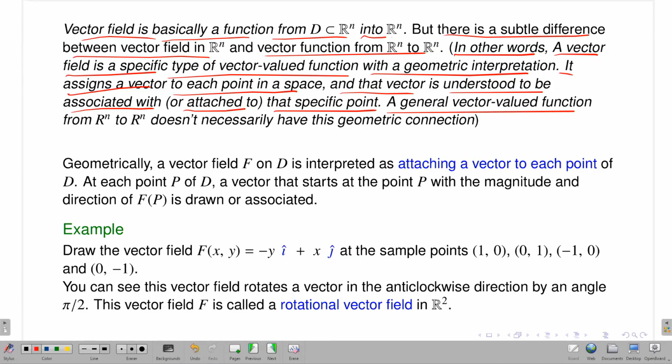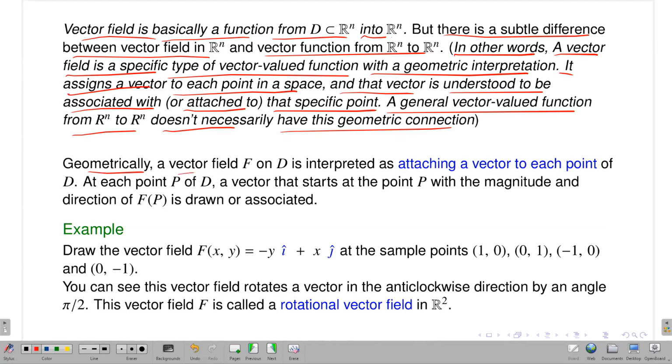So a general vector valued function from Rn to Rn does not necessarily have its geometric connections. So that means I am considering the functions from some domain in Rn to Rn with some geometric interpretation. That's the subtle difference between vector functions from Rn to Rn and the vector field. Okay, again the same thing I have written.